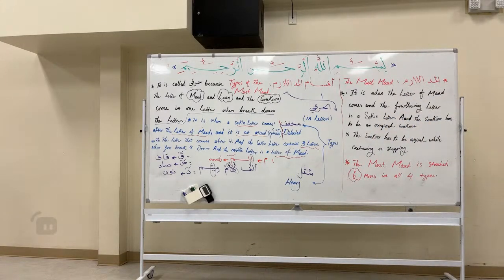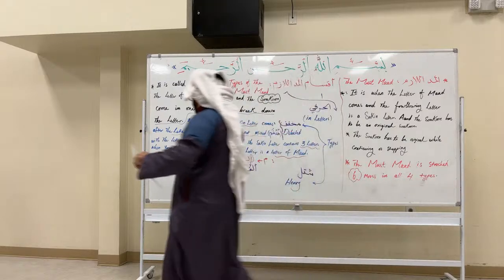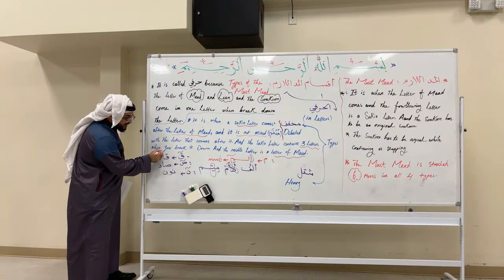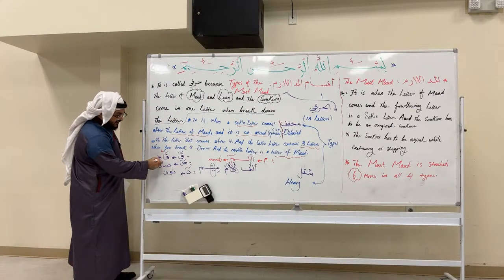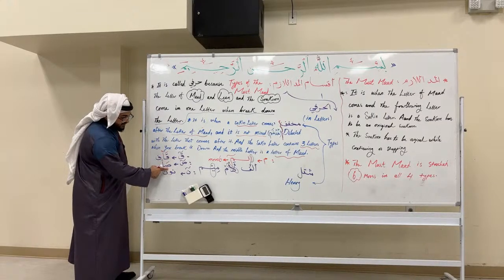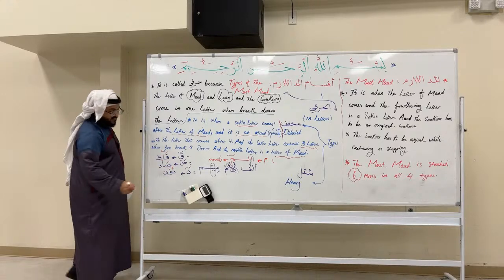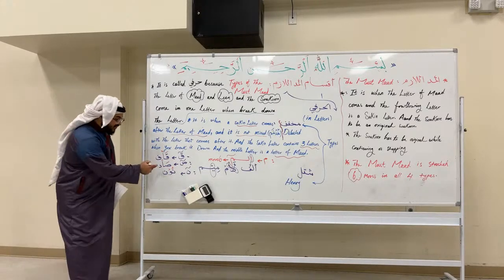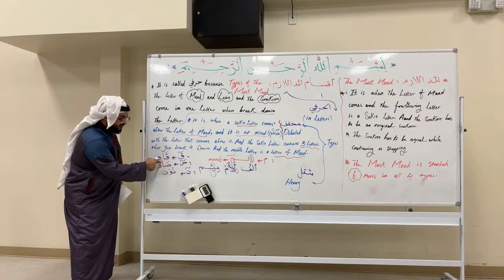But imagine you see the letter qaf and you see the stretch sign. Why do you see the stretch sign? It's not like a letter of med, but it's a letter of med. Why? Break it down. You see how I broke it down? The alif is there. You see this? Alif is here, sakin. And then alif is there. Waw is sakin. Right now, this is a letter of med.